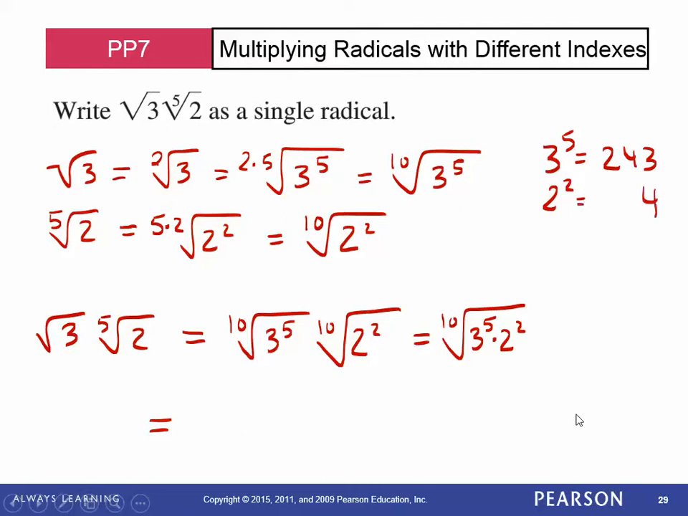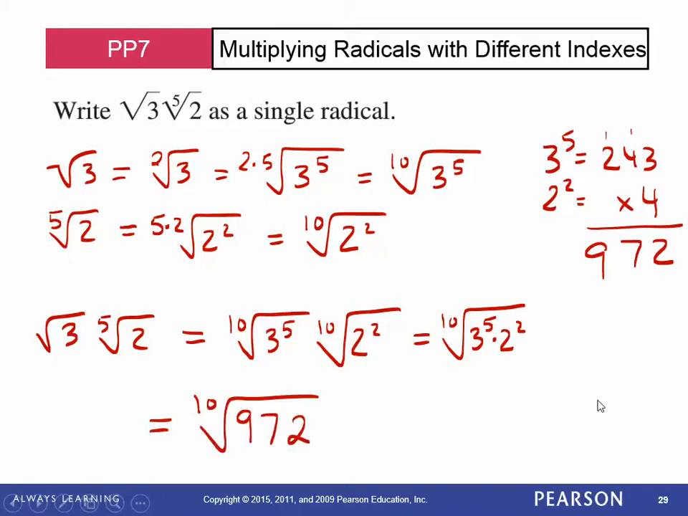2 squared is a 4, and let's multiply these guys together because that's what we need to do. So that's 12, that's 17, that's going to be a 9. So I got the 10th root of 972 as my final answer.